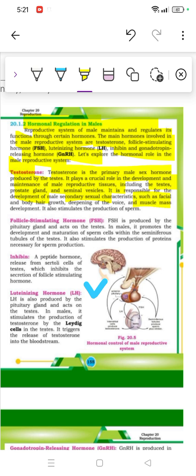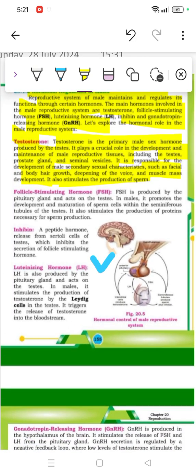It also affects secondary characters such as facial and body hair growth at the age of puberty, around 13 years, 13 to 15, and so on. You'll see changes in children, either girl or boy. In males you'll see changes such as facial hair, body hair growth, and the voice as well. The voice becomes deeper, not shrill but grave, and muscle mass develops. It stimulates production of sperm after the age of puberty, from 13.